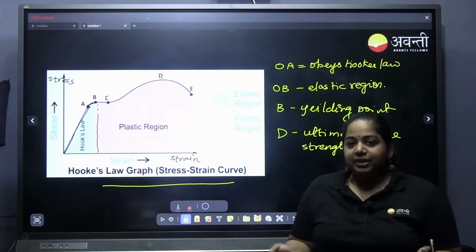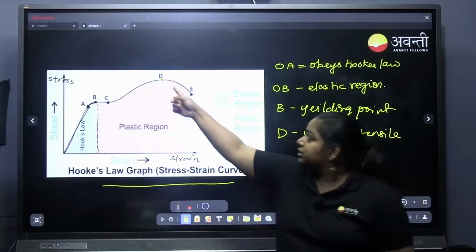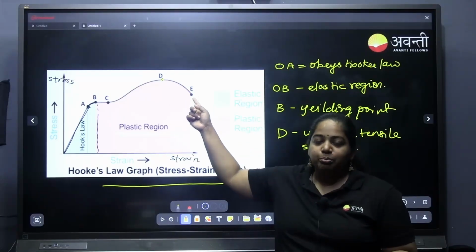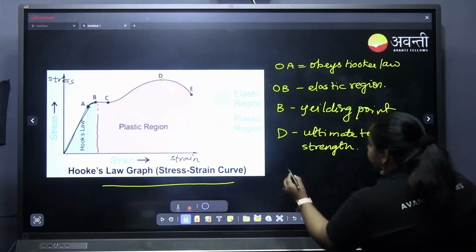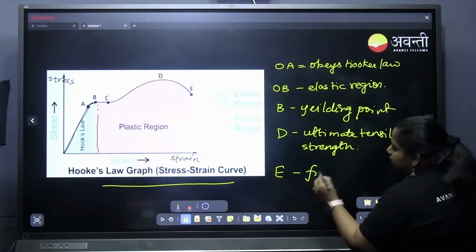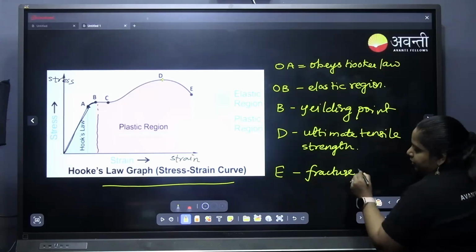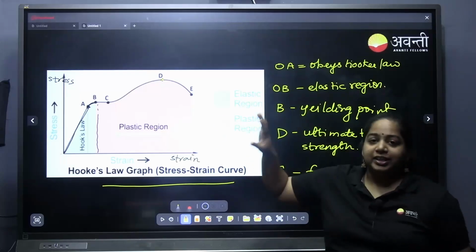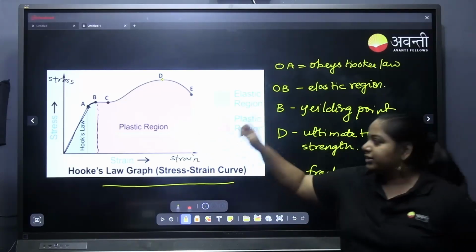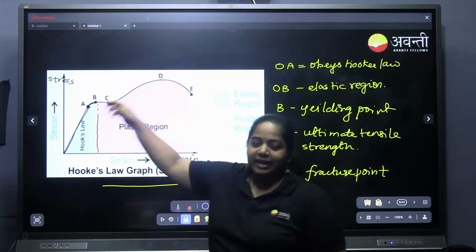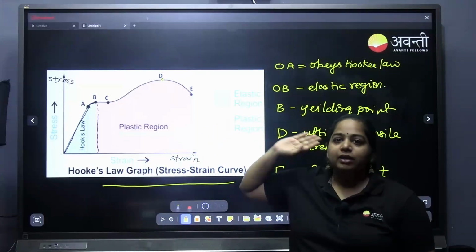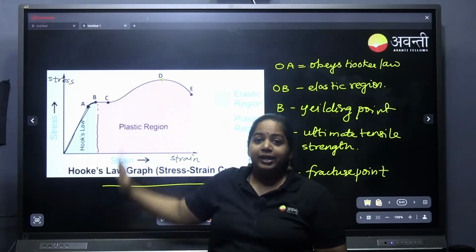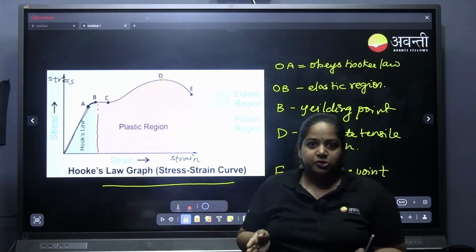After that, even if you reduce stress, at some point it will break. That point is E. E is called the fracture point. So these are the notations in this graph that you should know. First one is point A, the point till Hooke's law is obeyed. Then point B, the point till stress is proportional to strain.